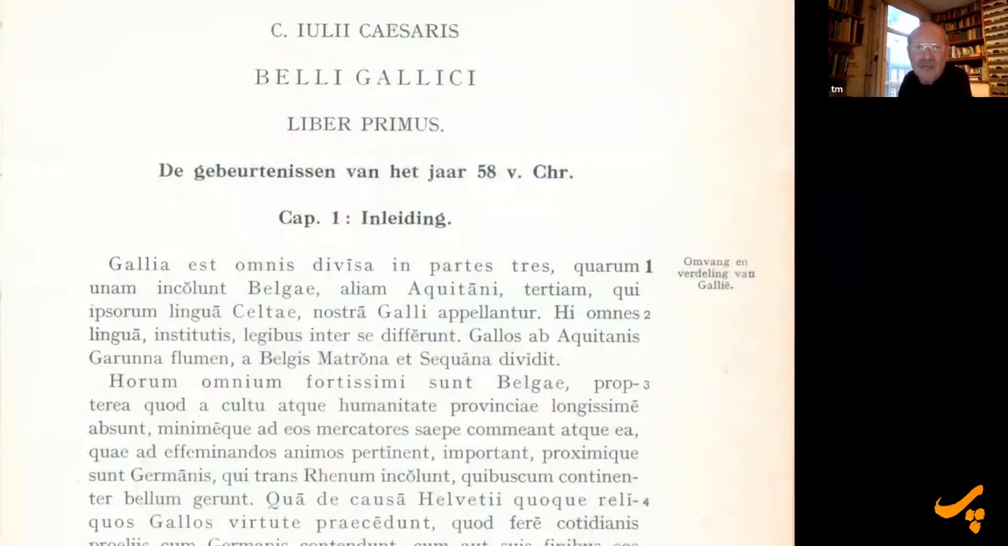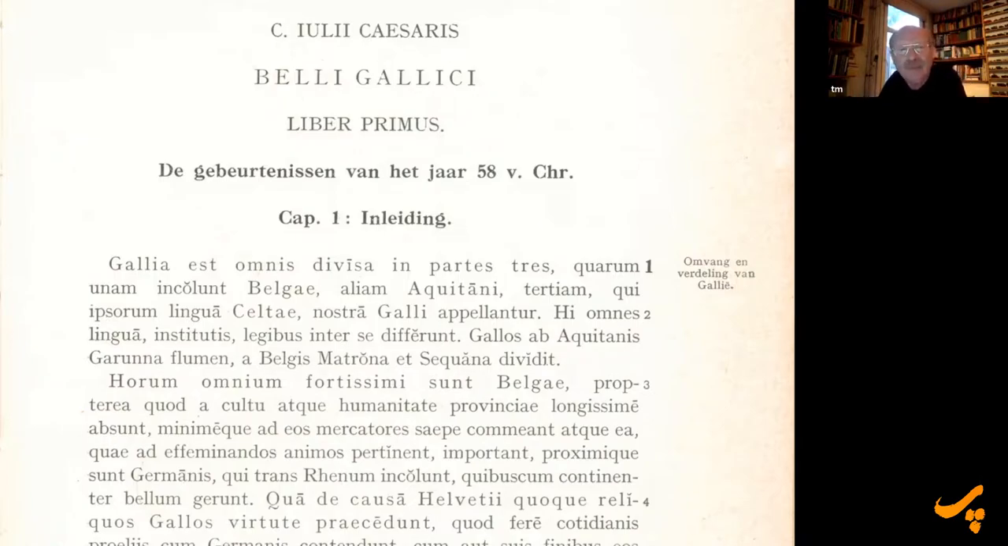There's actually, by the way, let me back up. There's a very condescending thing about the Belgians. It says here, horum omnium, of all those, fortissimi sunt Belgae, the strongest are the Belgians. Because, quod a cultu atque humanitate provinciae longissime absunt, because they are the most distant away from civilization and humanity in the province. And they also have the least frequent contacts with traders.